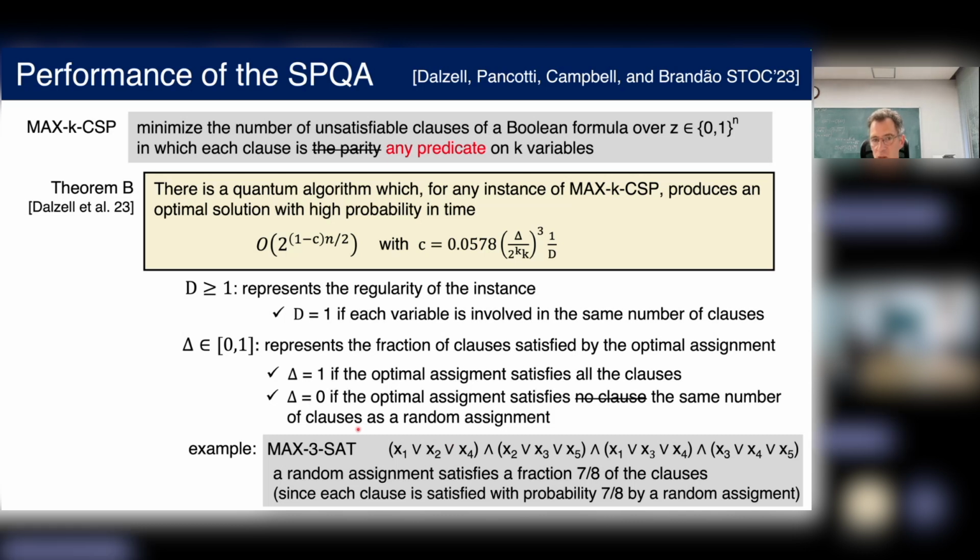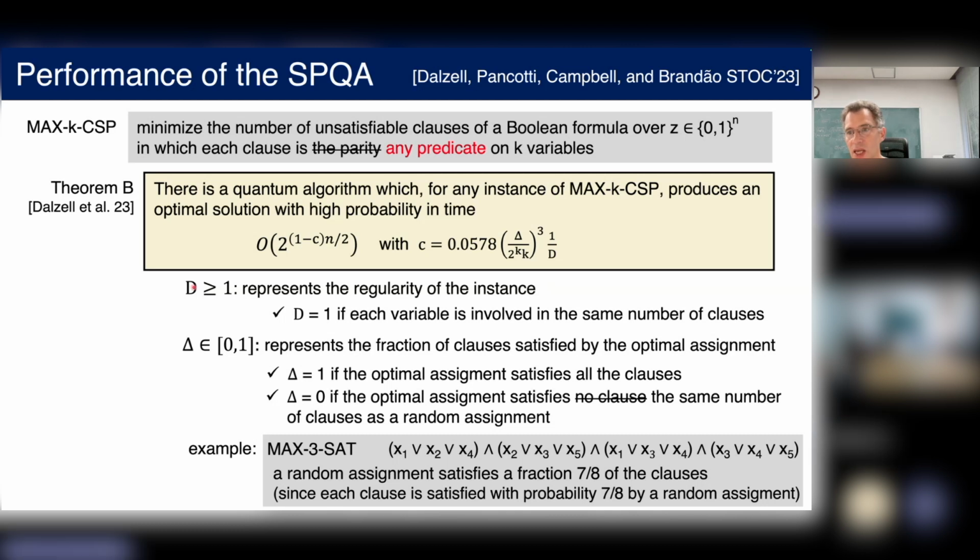Okay, so we have this. Can I quickly ask? Yeah. Sorry for the interruption. But can capital D depend on little n? Sorry, can you repeat your question? The D here? I was just asking about the regularity of the instance. Yes. So you said it's 1 if each variable is involved in the same number of clauses. But on the other extreme, how big can capital D be? Does it depend on little n?